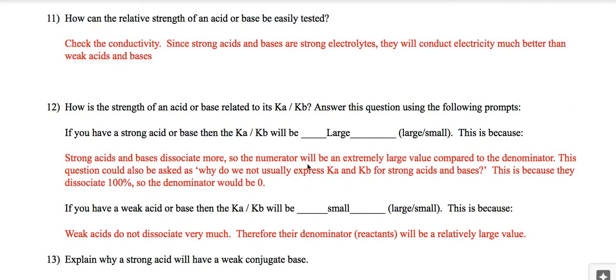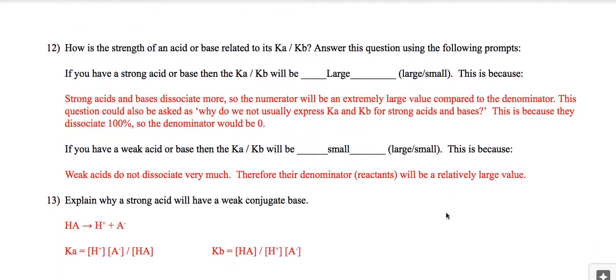We have Ka and Kb and how that relates to strong acids and strong bases versus weak acids and weak bases. So if we look at this in terms of the equilibrium expression, let's say we have an acid HA. We have hydrogen and the conjugate base. If we have an equilibrium expression of that, that's going to be H plus A minus over HA.